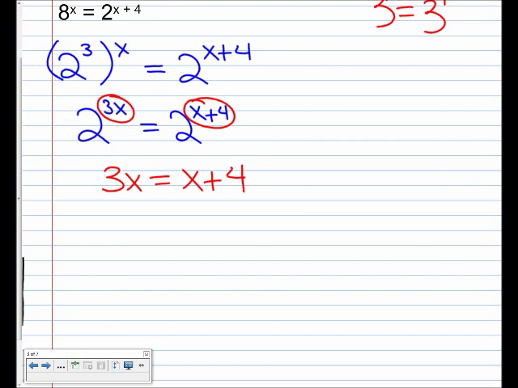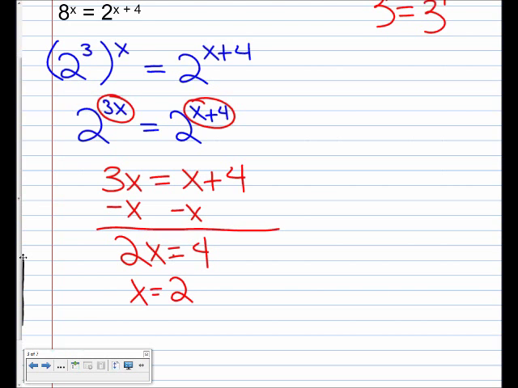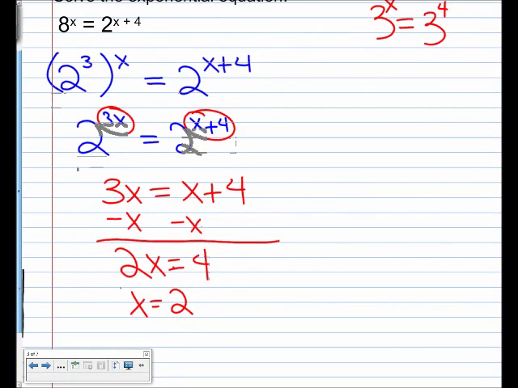You should recognize this from Algebra 1. This is a linear equation. So get your x's to one side, whatever side you want, get the number to the other side, and solve. Go. All right, if you do the work here, a lot of people will move the x over by subtracting. So you'll get 2x equals 4. So x equals 2. Are there any questions on that problem of solving an exponential equation?